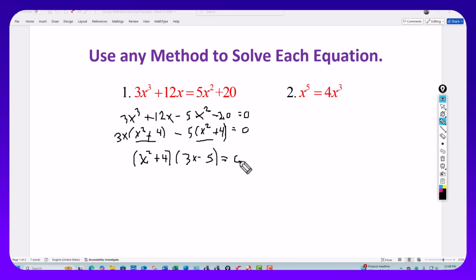We got one side is 0. The left side, we have two factors, so we can set the two factors equal to 0. We know the product of two factors or more equals 0 if one or more of those factors is 0.